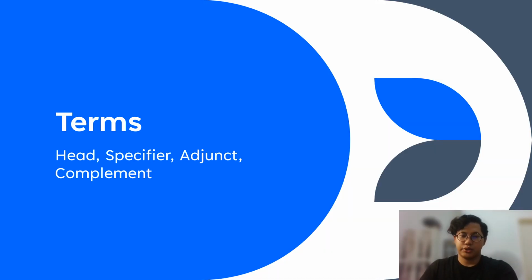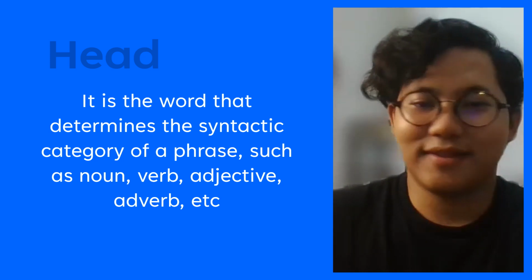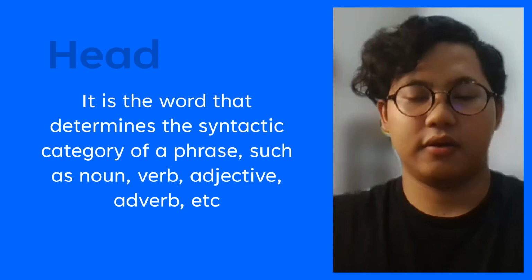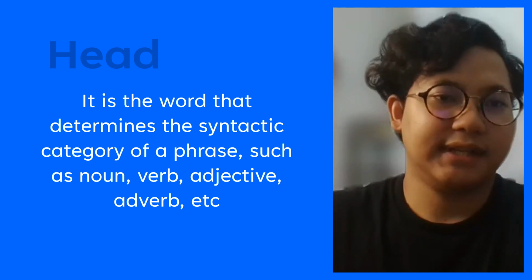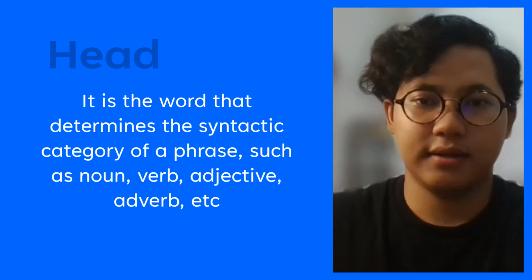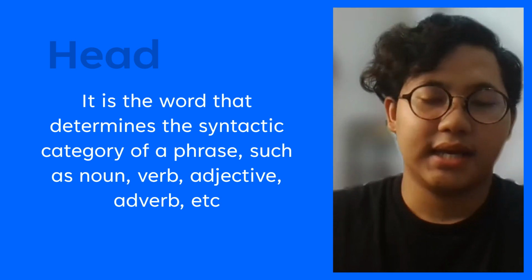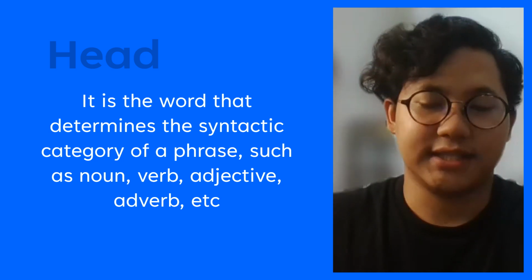Now we'll be moving on to terms. So the terms that are used in X-bar theory are head, specifier, adjunct, and complement. So the head is the word that determines the syntactic category of a phrase, such as noun, verb, adjective, adverb, etc. Every sentence has a main word. We call this the head. In simpler terms, heads are the bosses of a phrase, which tells you what the sentence is about.